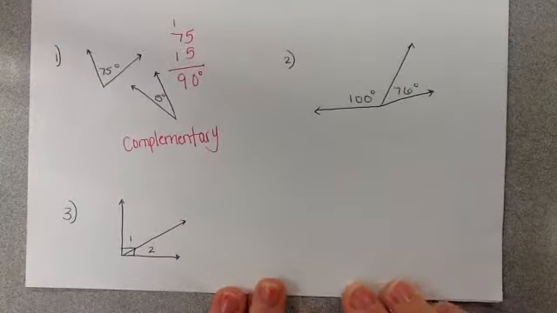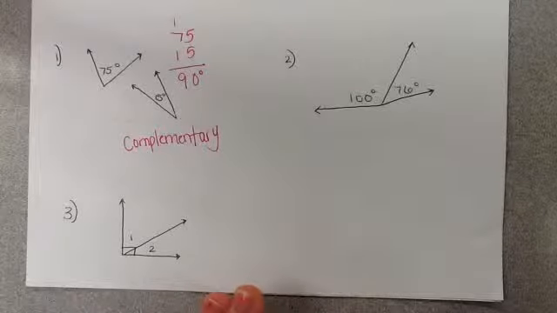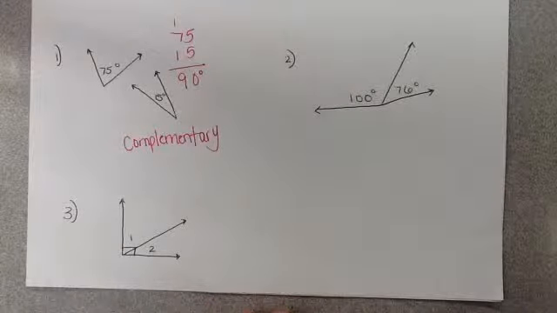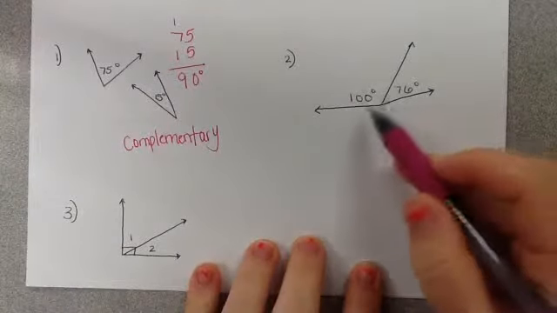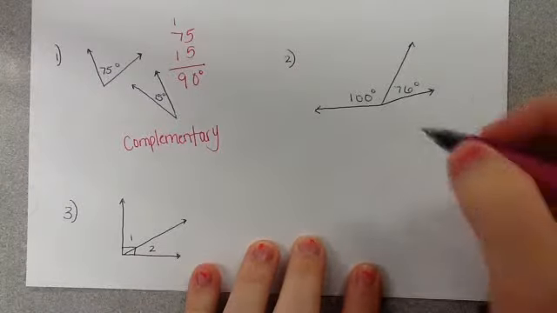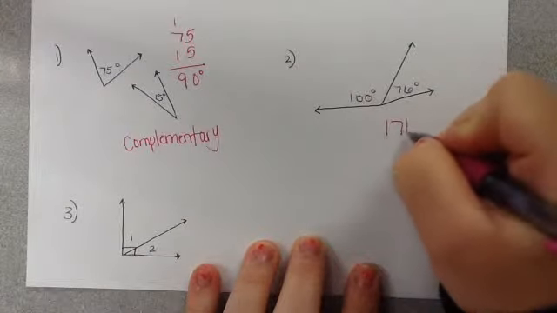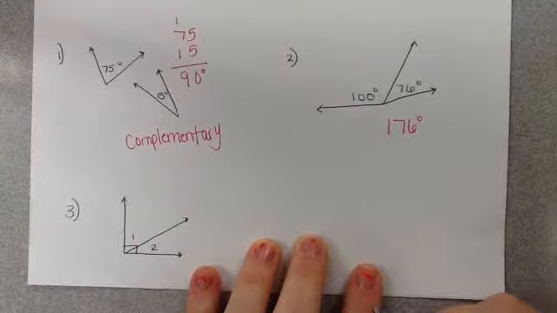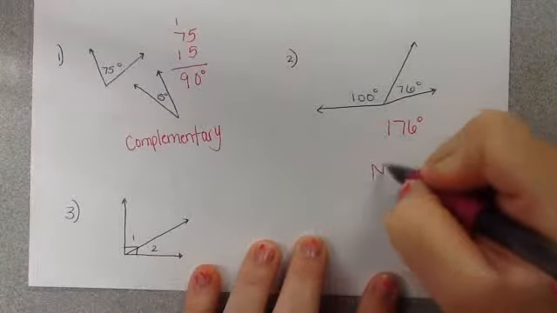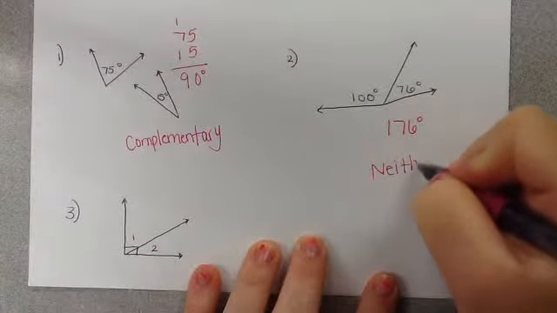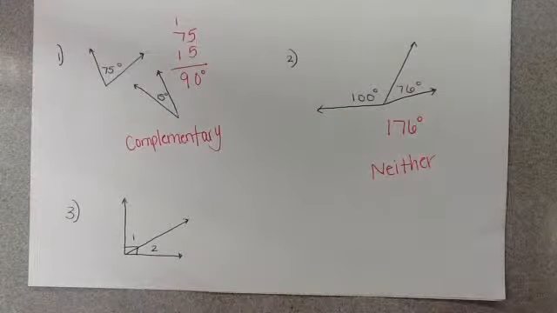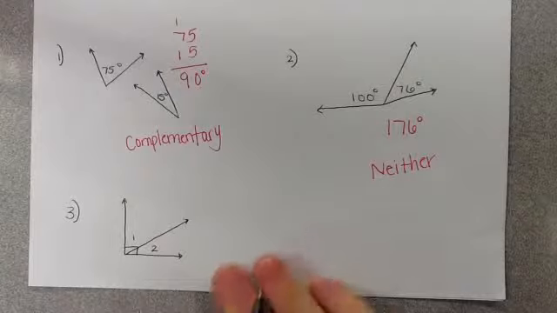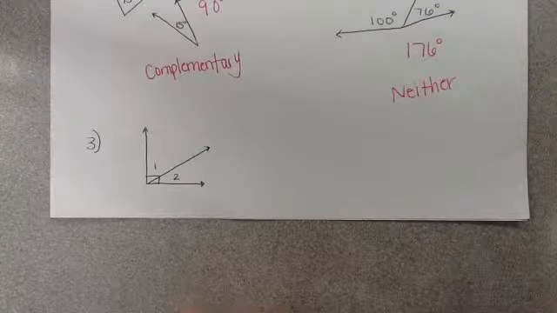What about number 2? It kind of looks like a straight line, but what do you know about these two? What do they add up to be? 176. So what type of angles are these? Neither. Okay. If they don't add up to 90, or they don't add up to 180, they are neither complementary nor supplementary. Try this next one on your own.